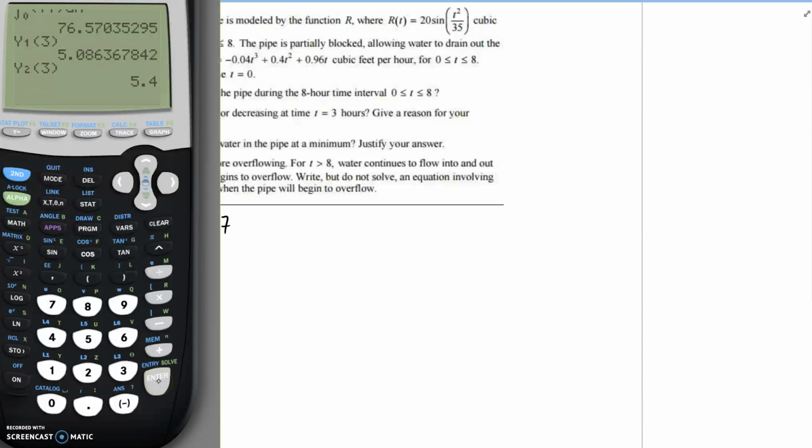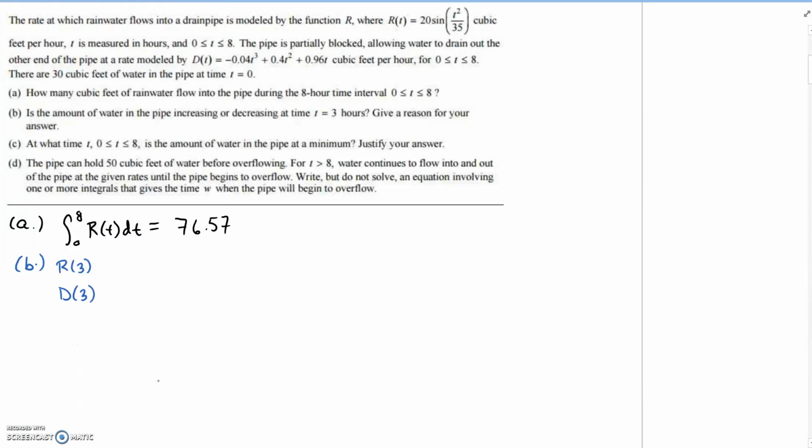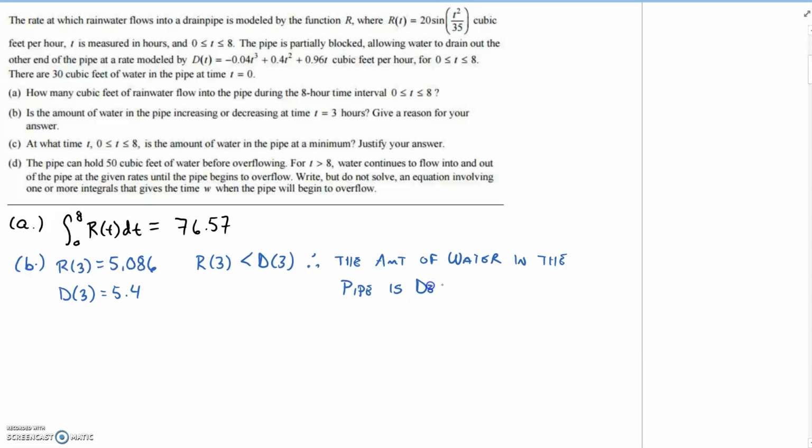Evaluating both those functions at t equals 3, what I see is that the rate out is greater than the rate in. So 5.086 and 5.4. So R of 3 is less than D of 3. Therefore, the amount of water in the pipe is decreasing. Water's flowing out faster than water's flowing in.